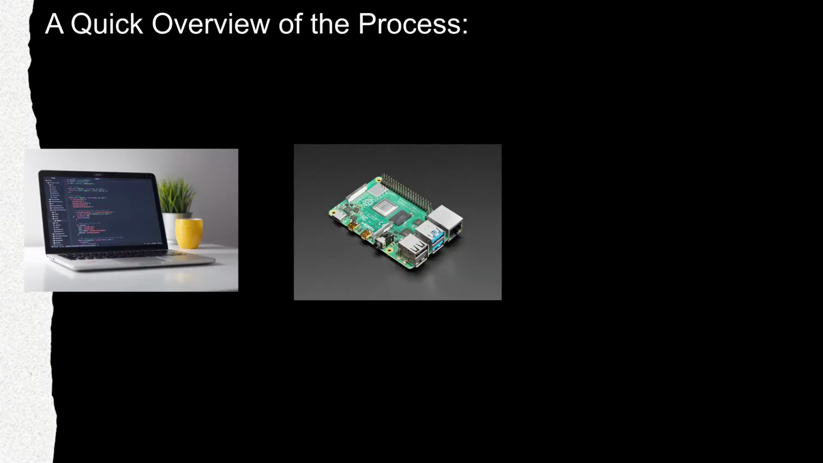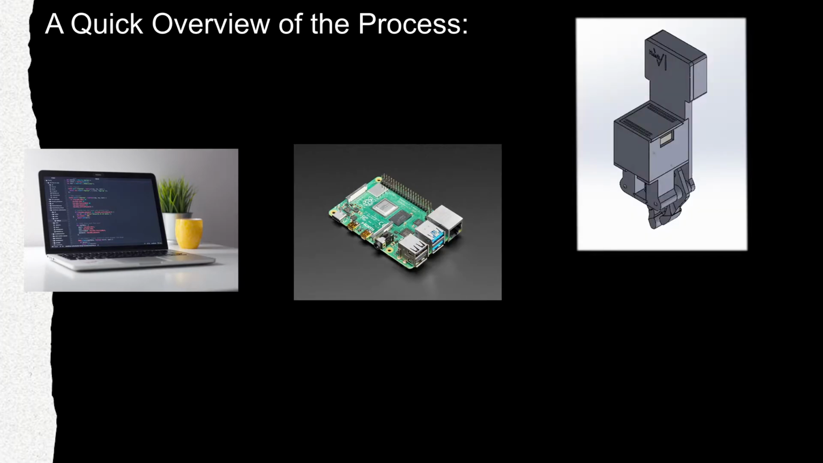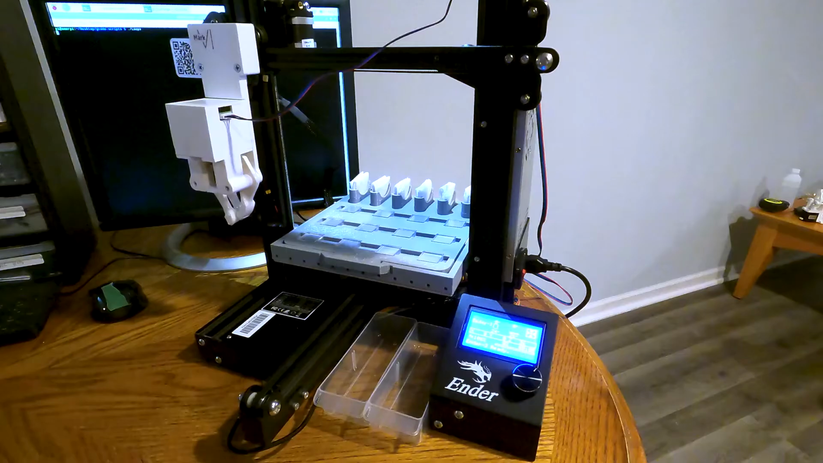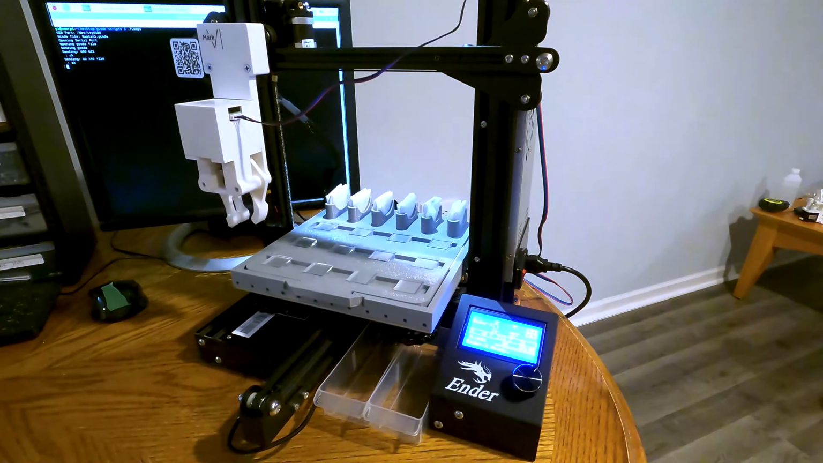A quick overview of the process. This entire process is run by code written in Python that interfaces with a Raspberry Pi. The Raspberry Pi then talks with the motor that is controlling the gripper and also talks to the processor of the 3D printer that is controlling the 3 stepper motors in the XYZ planes. Now, let's see it all come together.